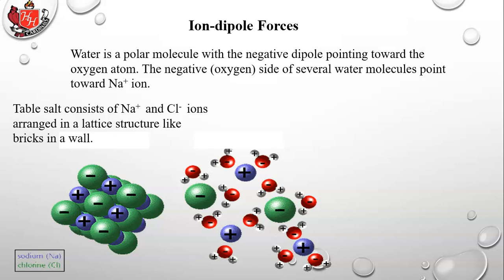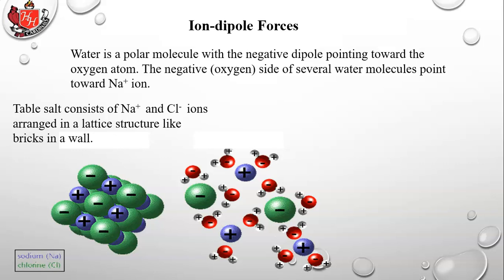So the oxygen side, the negative side, of several water molecules, usually anywhere from 3 to 7, stuck to one of the sodium ions because that's a positive charge, so positive attracts negative, and it pulled it away from the cube.